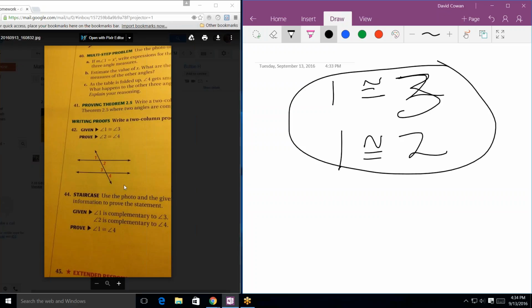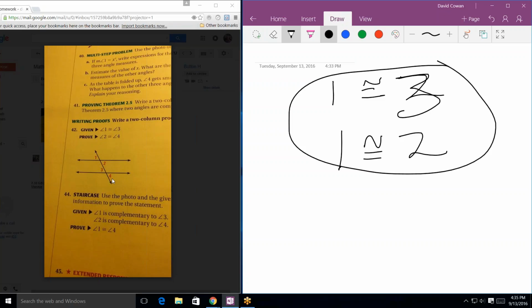I don't know why I'm bringing that in. Well, then you can say that 3 is equal to 4, or congruent to 4, because of vertical angles, which makes 2 congruent to 4 because of the substitution property. I'm just stating both. But yeah, I think that's it. We only need to do 42, and get one that uses the transitive.